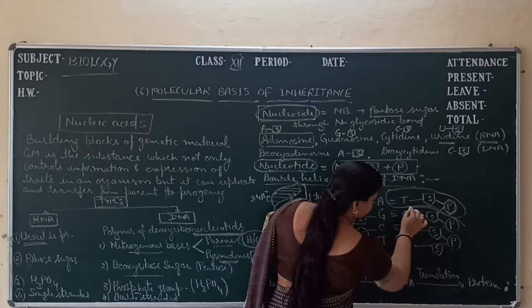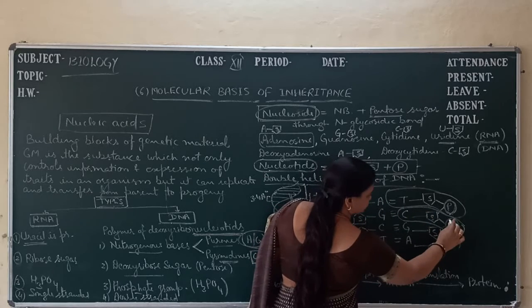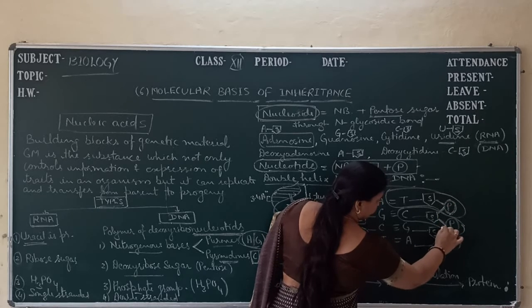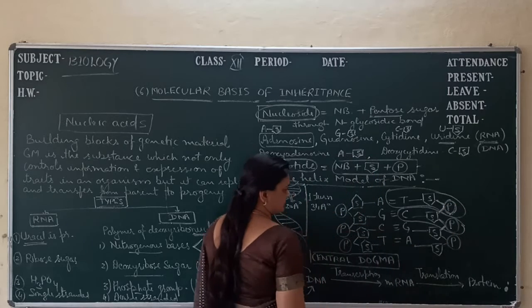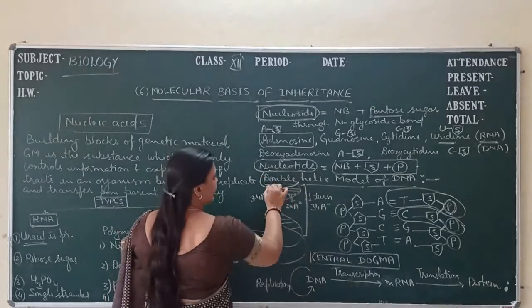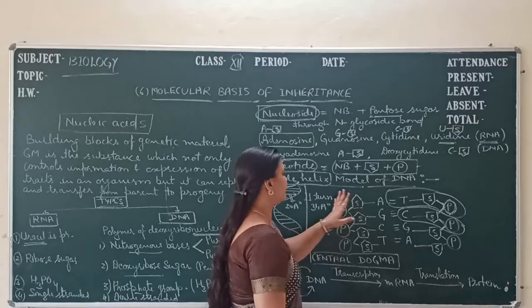This is the other nucleotide, with nitrogenous base, sugar and phosphate, but these are connected twice. This is known as the phosphodiester bond. Clear? And what is the structure of DNA? The double helical model of DNA is given by Watson and Crick.